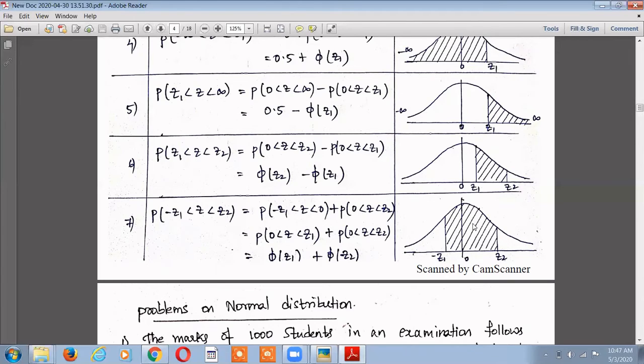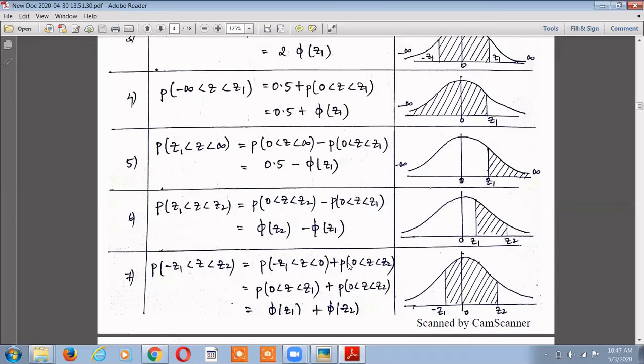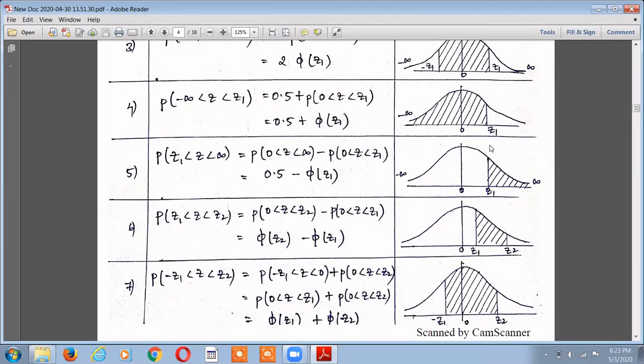You can just see the cursor here. So we will have z1 somewhere here. Okay. So this can be written as P of z between 0 to z1 plus P of z between 0 to z2. This can be written as pi of z1 plus pi of z2. So whenever we're solving a problem, we just use these 7 important results to find the probability of the standard normal variate z between any two given values.